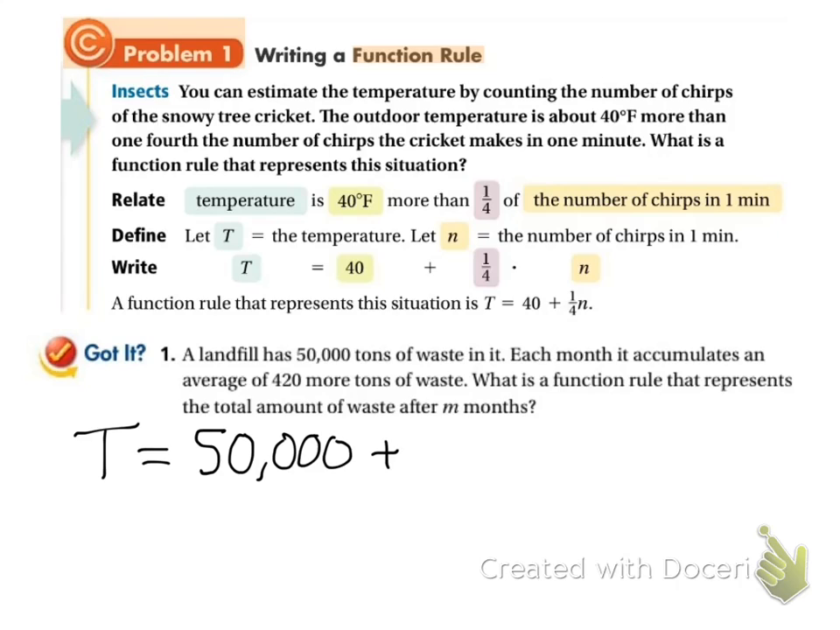So after 1 month, it has 420 tons more. After 2 months, we need to be adding 840, right? 420 times 2. After 3 months, we're going to have to add 420 times 3. And we're going to keep multiplying. So we're going to add 420m. And that would be our function rule.